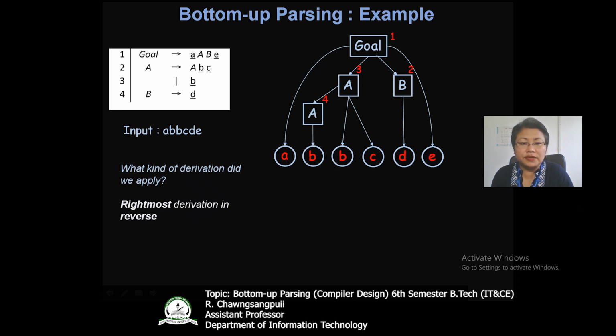So this is the first one, the goal. Then this is the second step which we have done, and this is the third step, and lastly this is our fourth step. So always we have gone from the rightmost, replacing the right hand side of the rightmost non-terminal, for expanding the rightmost non-terminal every time. So we can say that it is like the rightmost derivation in reverse order.